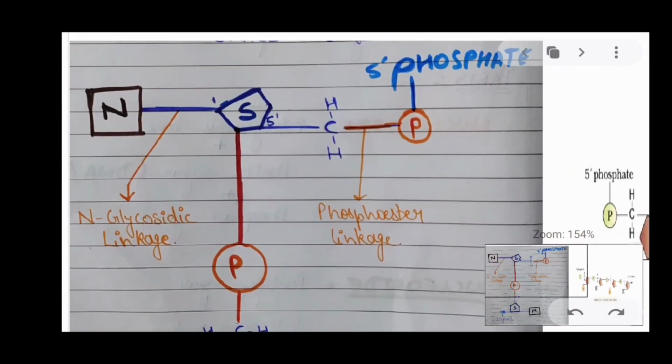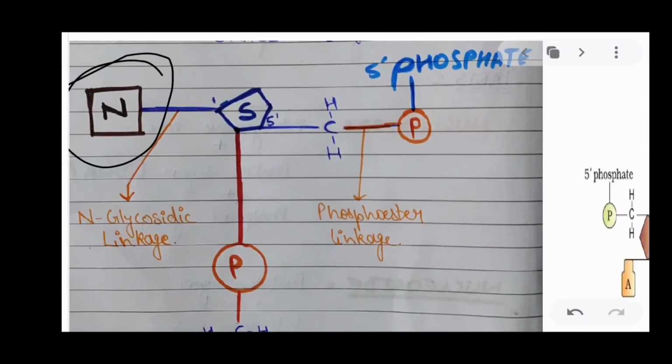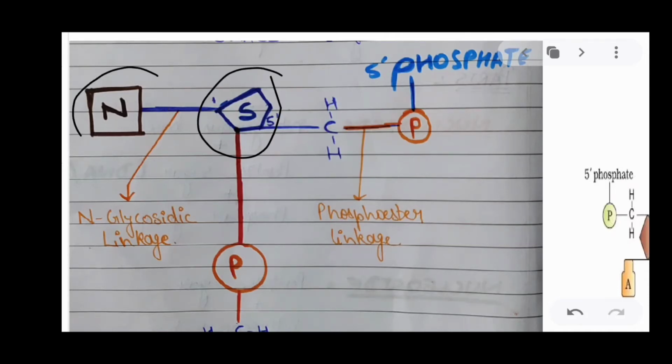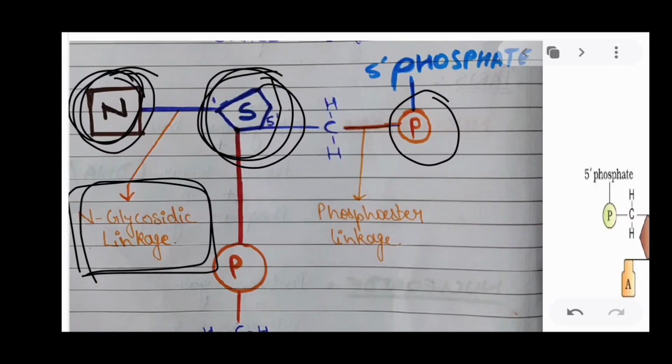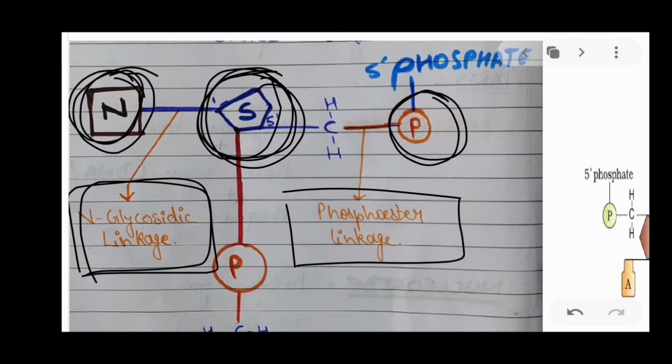On one side it is attached to the nitrogenous base, and on the other side it is attached to the phosphate. So the pentose sugar is attached to the nitrogenous base and also to the phosphate group. The bond between the nitrogenous base and the pentose sugar is the N-glycosidic linkage. Remember this, because the exam can ask this. Whereas the bond between the pentose sugar and the phosphate group is the phosphoester linkage.